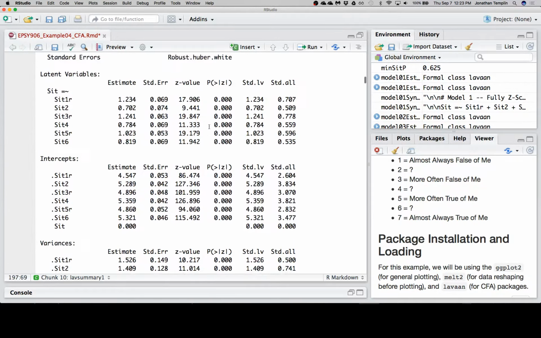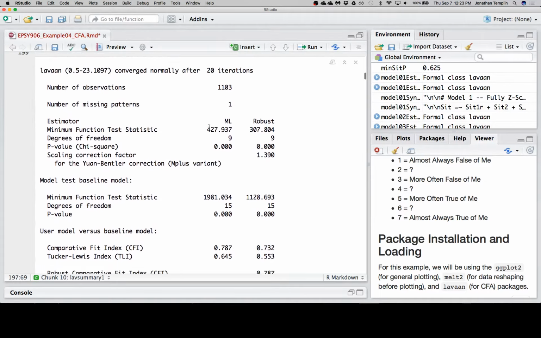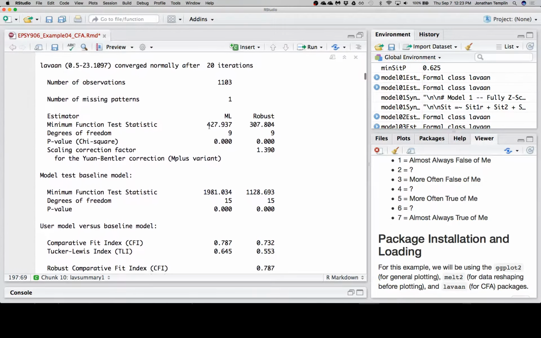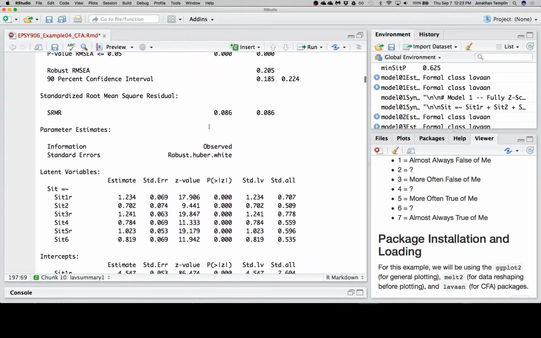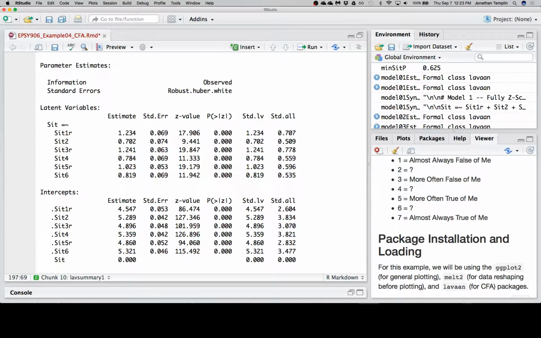Long story short. The first part of the output that you see here is model fit information, which we'll cover shortly. All that. The next part gets into parameter estimates. These are the factor loadings right here. And then in the parameter estimates, you see several columns of the output. There's one for estimate, one for standard error.